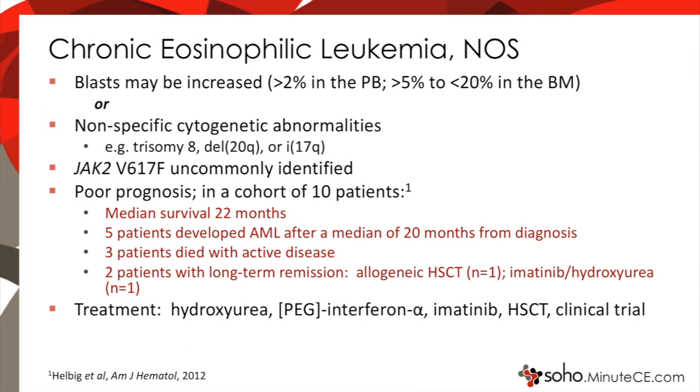There's another entity that should be noted, and that is chronic eosinophilic leukemia not otherwise specified. These are patients that have either increased blasts in the peripheral blood or bone marrow, or have a nonspecific cytogenetic abnormality that's not one of the rearrangements that I previously alluded to. These patients typically have a poor prognosis, although frankly there are sparse data regarding the natural history of these individuals, and treatment has usually surrounded the use of hydroxyurea, pegylated interferon alpha, in some cases imatinib, transplant, and oftentimes we want to recommend clinical trial because the other options are not very palatable.